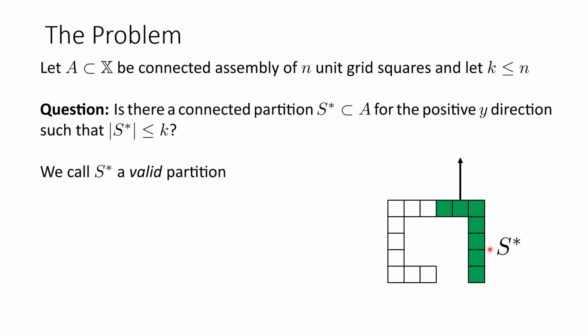So now our problem, the parameterized version of our problem, is: given a connected assembly A of n unit grid squares and a parameter k, is there a connected partition S star for the positive y direction, such that the size of S star is at most k? And instead of saying all of that, I will just call it a valid partition from now on. So for this example input that we saw in the beginning, provided that k is large enough, we get this partition here as S star as an example.